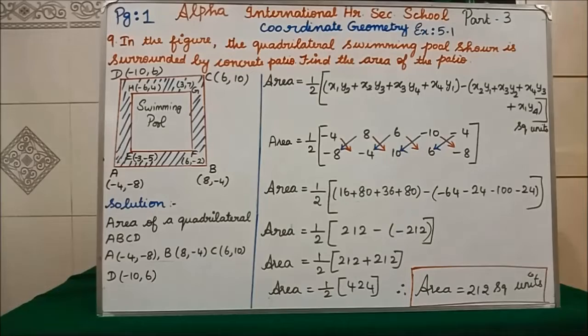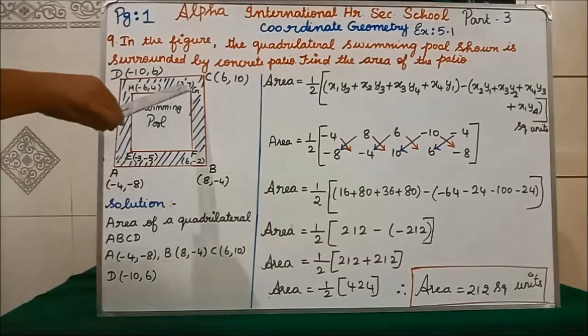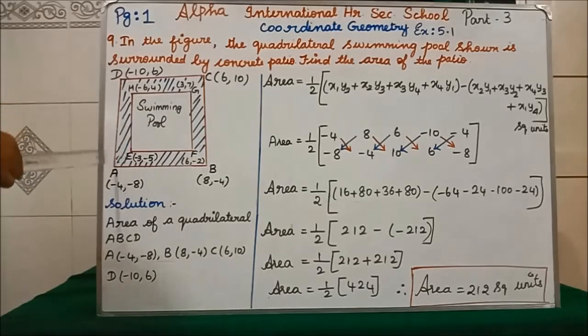In the figure, the quadrilateral swimming pool shown is surrounded by a concrete patio. Find the area of the patio. See, they have given the diagram. Inside we are having the swimming pool. Now this is the concrete patio, which means the walking area. Consider it like that. We want to find this concrete patio area. So, how will you find it now?